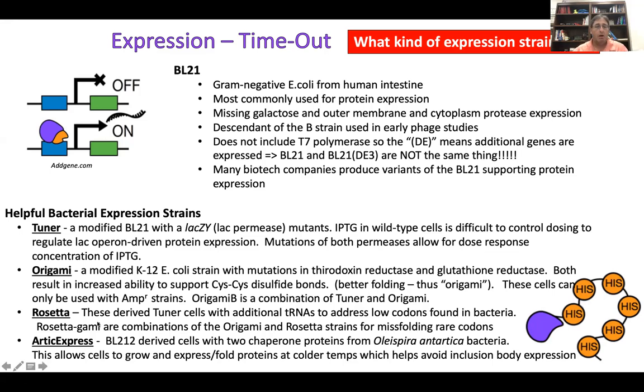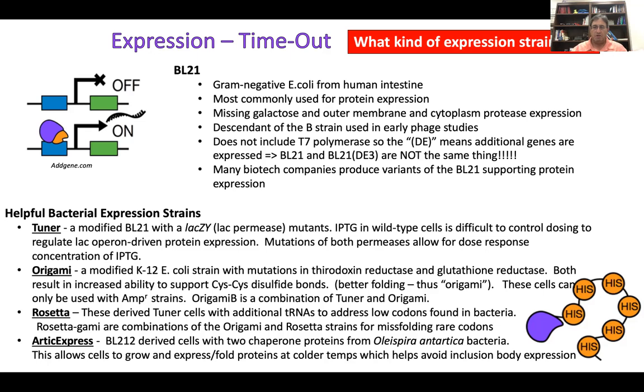Rosetta is interesting. Rosetta takes the tuner-derived cells, but they add additional tRNAs. As I mentioned before, if the gene you put in your plasmid is not what we call codon optimized, you're going to have a problem in bacteria. So for instance, there are multiple codons for different amino acids, right? The wobble hypothesis and all that.